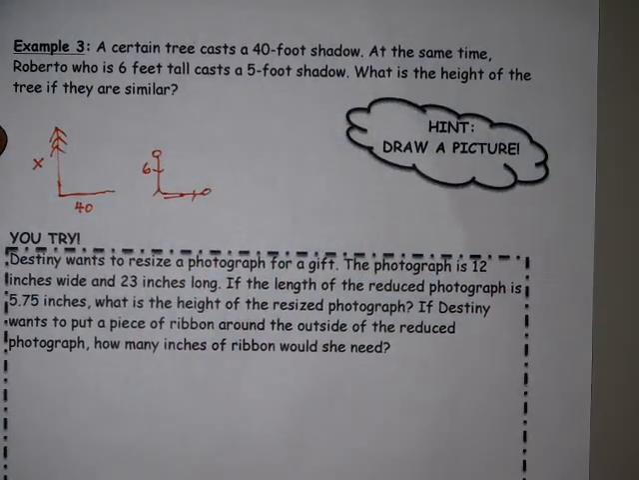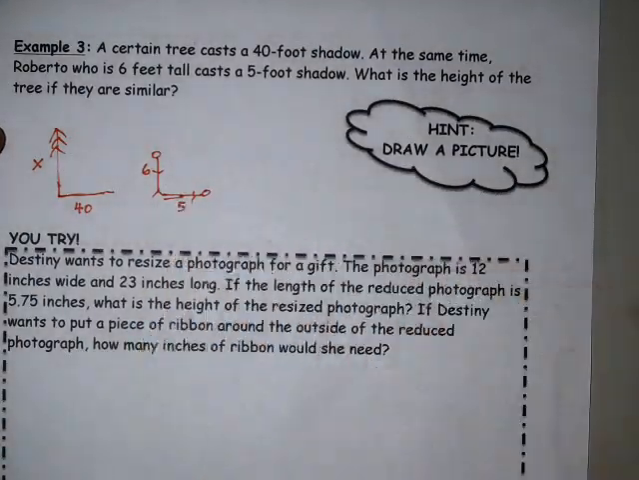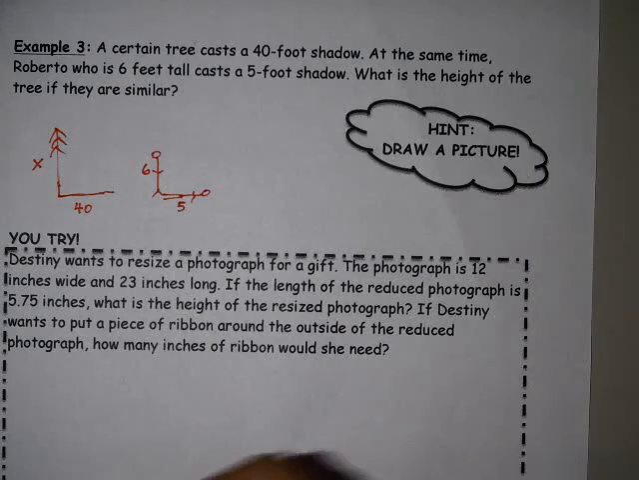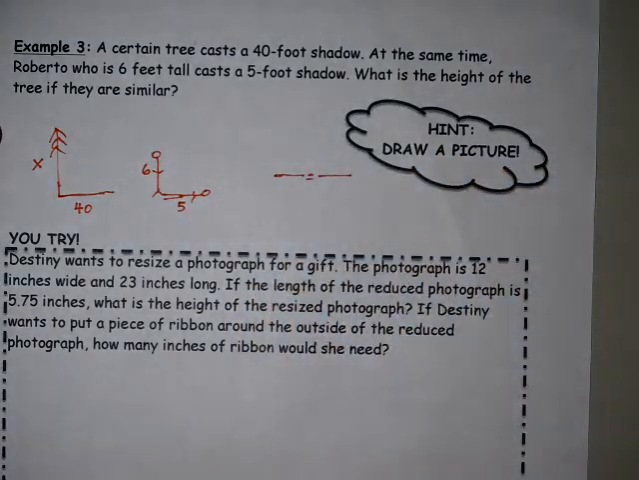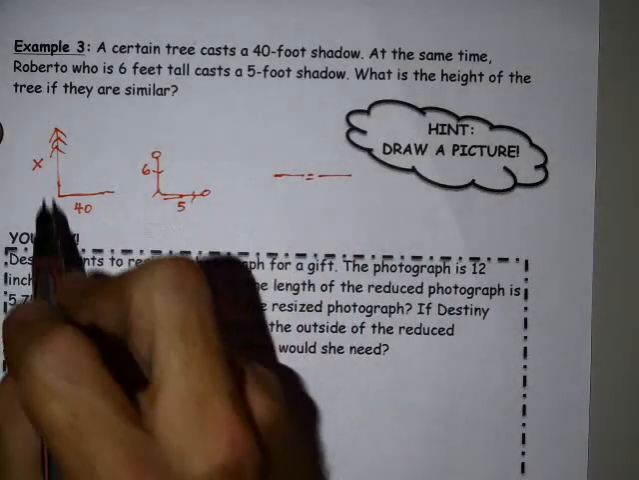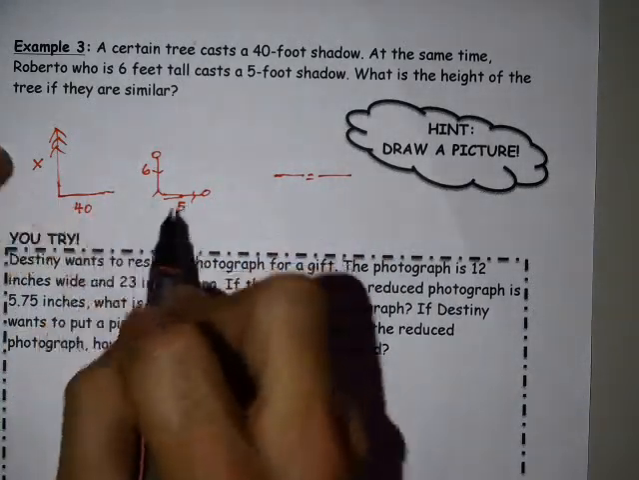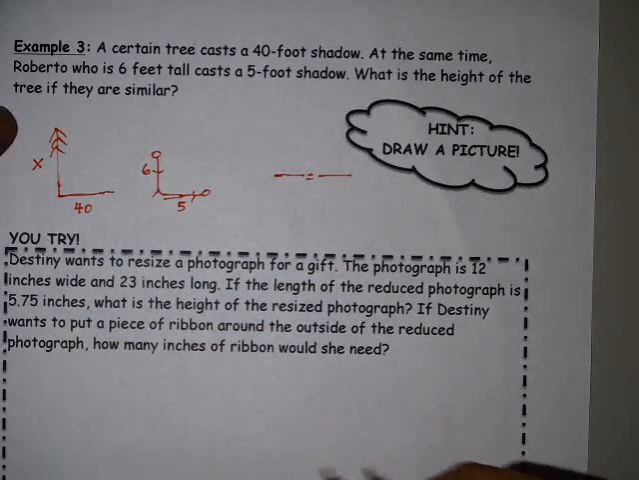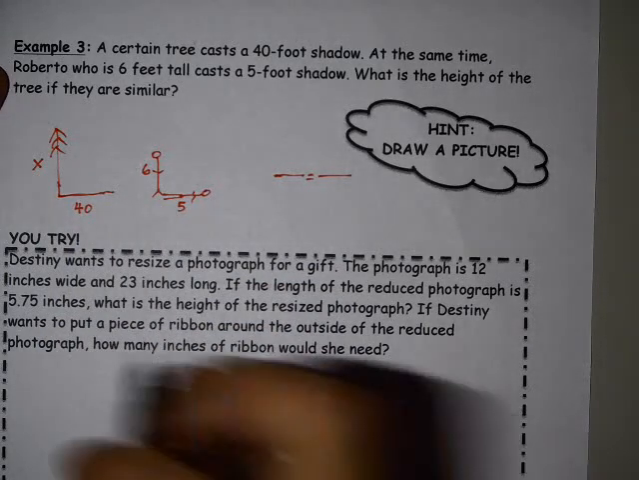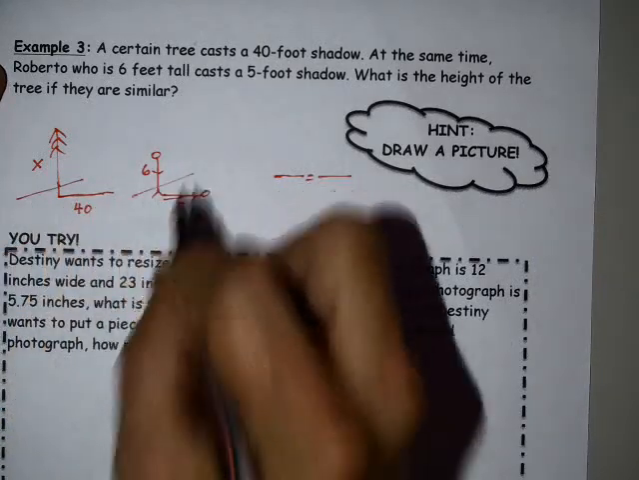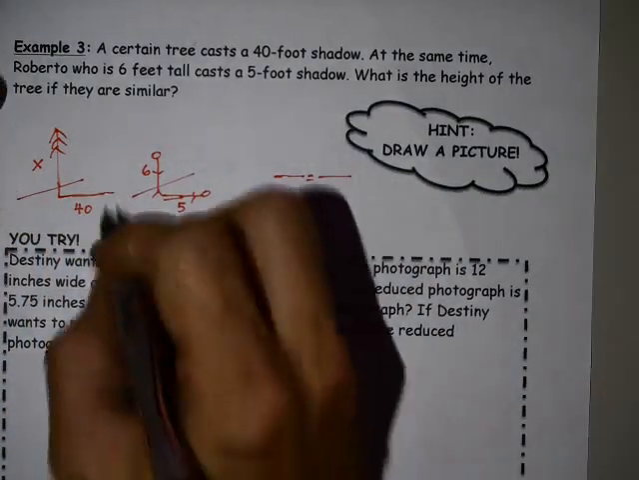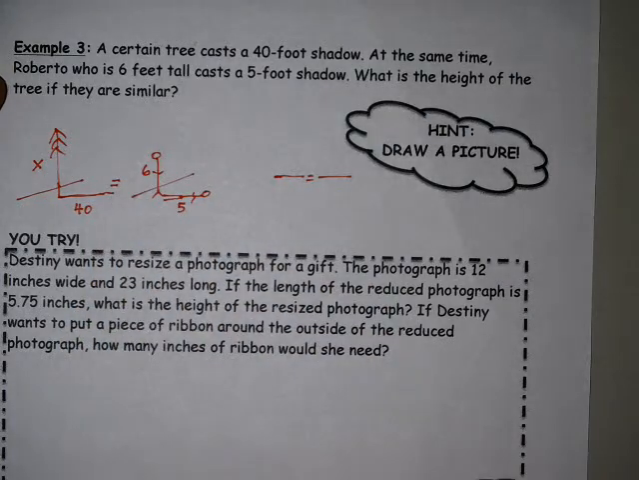There's his shadow on the ground, and he casts a 5-foot shadow. So again, we want to set up our proportion so that I'm talking about the corresponding sides, and that is the x and the 6 go together and the 40 and the 5 go together. Another way to do this is you just take your pencil or your pen, whatever, and draw lines in the same place on both shapes, and you have actually set up your proportion right there.